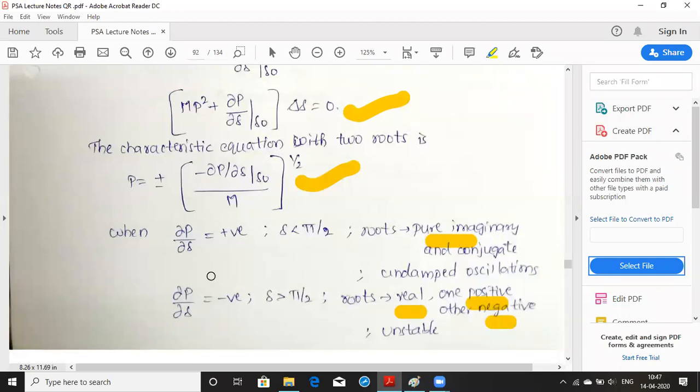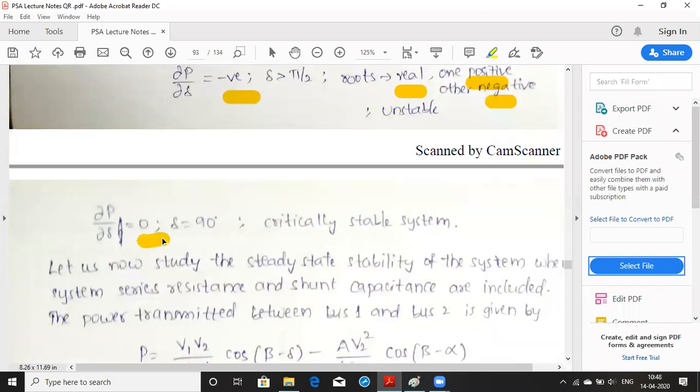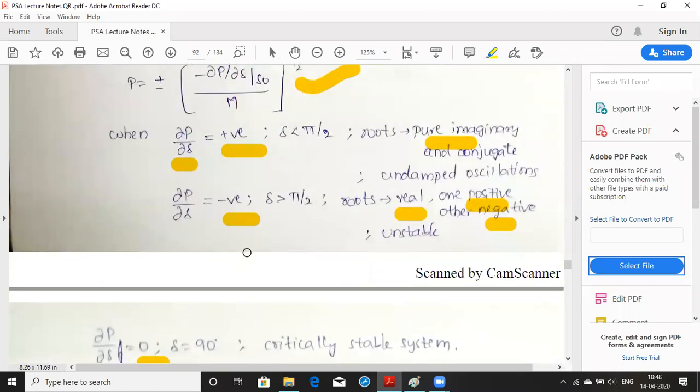With respect to that, we can divide dP by d delta, that is, the change in active power with respect to the change in load angle. That is, whenever there is a change in the load angle, how much the power is changing at the synchronous generator is called dP by d delta. The change is either positive, negative, or zero. So we have three conditions.